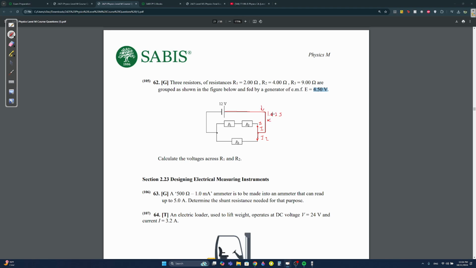What do I have to do with this one? I don't care about this. I care about what goes into this branch. So I can do V equals R times I.